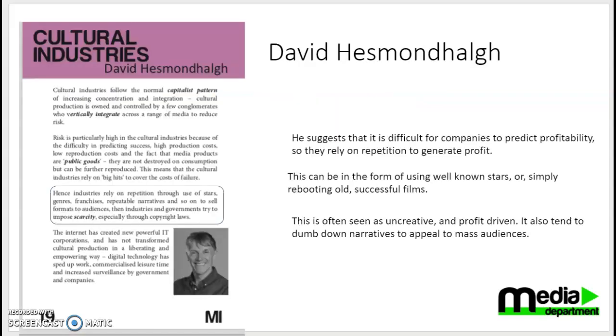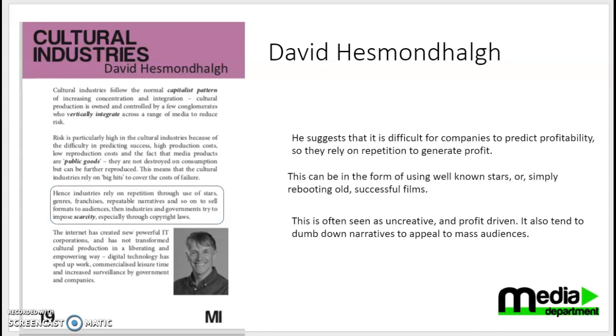Now, as we will be introducing a lot of theory as we go through, this is the first bit of theory that we will look at on industry. So I would like you first of all to have a little read of the cultural industries theory here on the left hand side. This theory is from David Hesmondhalgh, and he suggests that it's difficult for companies to predict that they're going to have a profit, so they rely on repetition to generate their profit instead, which of course is what Disney have done here.